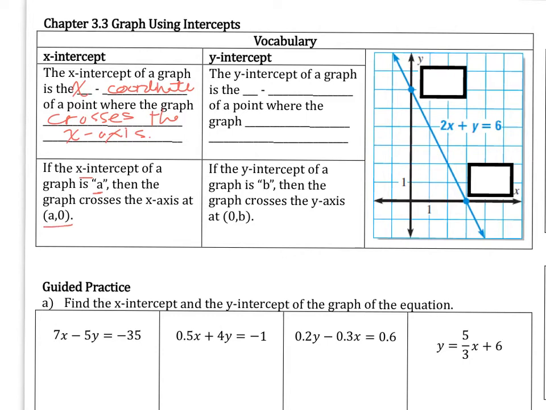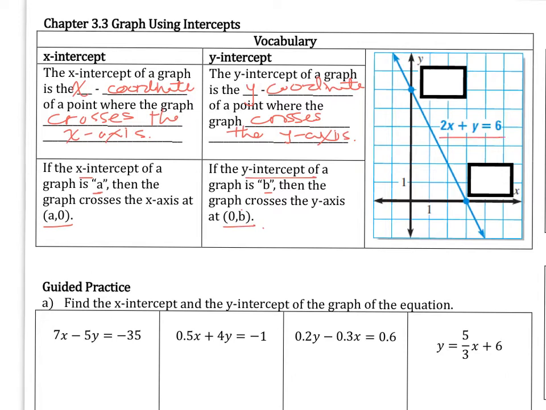The y-intercept of a graph is the y-coordinate of a point where the graph crosses the y-axis. If the y-intercept of a graph is b, then the graph crosses the y-axis at the point 0, b.